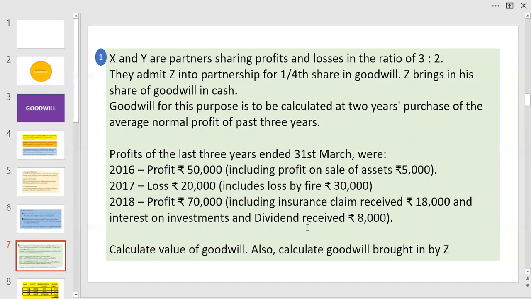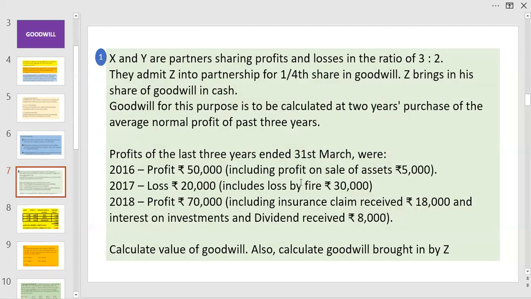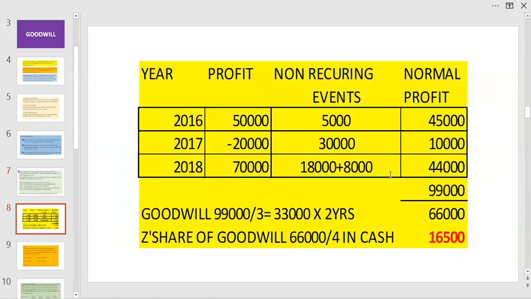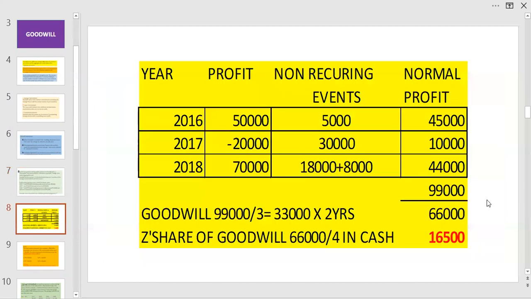3 years' profits are given, but you will note there are some non-recurring profits as well. In 2016, there is an abnormal profit by sale of assets, 5,000, which is to be removed. The loss made in 2017 is 20, which includes a loss by fire, a non-recurring event that is to be adjusted. In 2018, the profit includes insurance claim and interest and dividend received, which are to be eliminated.